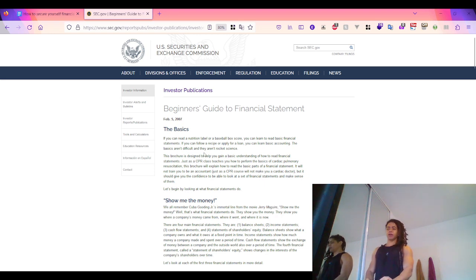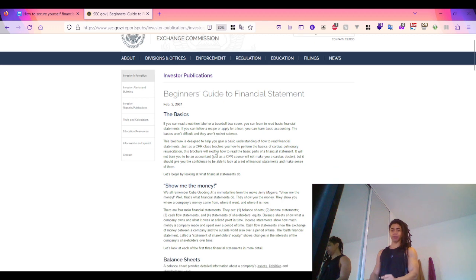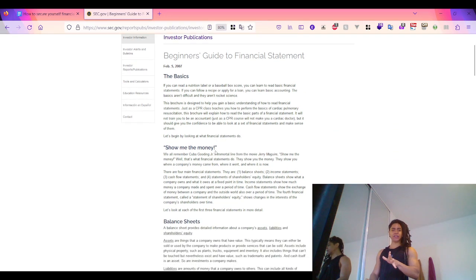In today's video, because I already know the basics of how to read a financial statement and recognize it, after all, they show you the money. And there are four types of them. You have balance sheets that show what a company owns and what it owes at a fixed point in time. The TLDR of this is a snapshot of the company's assets, liabilities, and shareholders' equity.